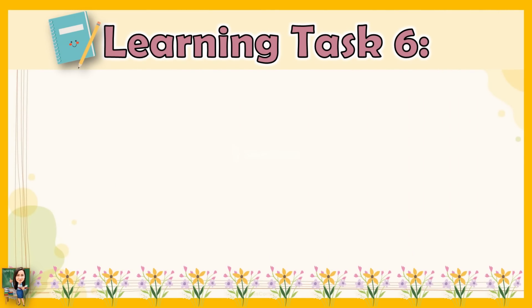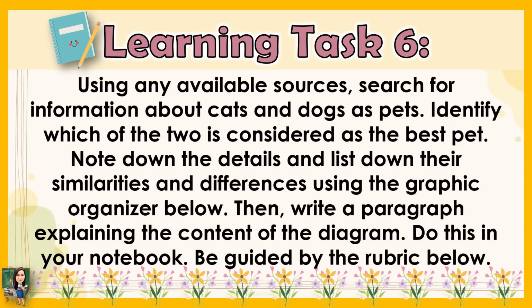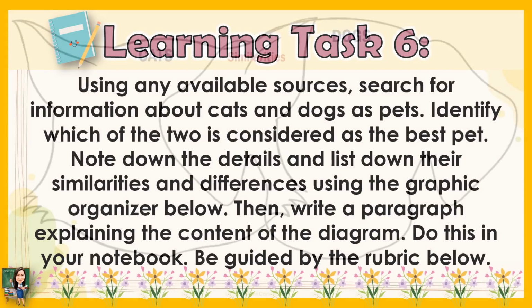Learning Task 6. Using any available sources, search for information about cats and dogs as pets. Identify which of the two is considered the best pet. Note down the details and list down their similarities and differences using the graphic organizer below. Then, write a paragraph explaining the content of the diagram. Do this in your notebook. Be guided by the rubric below.